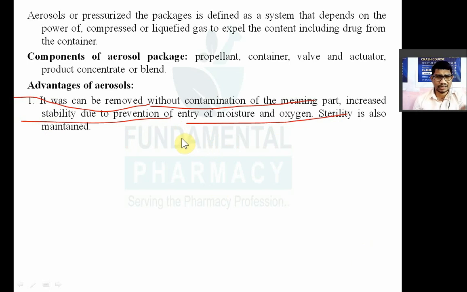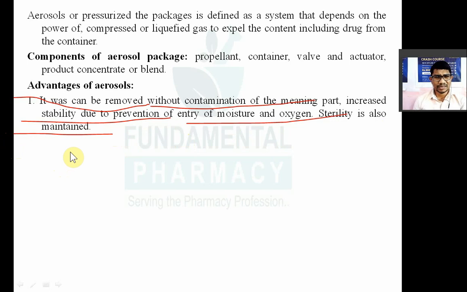Then sterility is also maintained if you are dealing with a sterile dosage form. So you are not touching or in direct contact with the product. That's why sterility is also maintained. Then stability is enhanced. You can remove the product without any contamination.